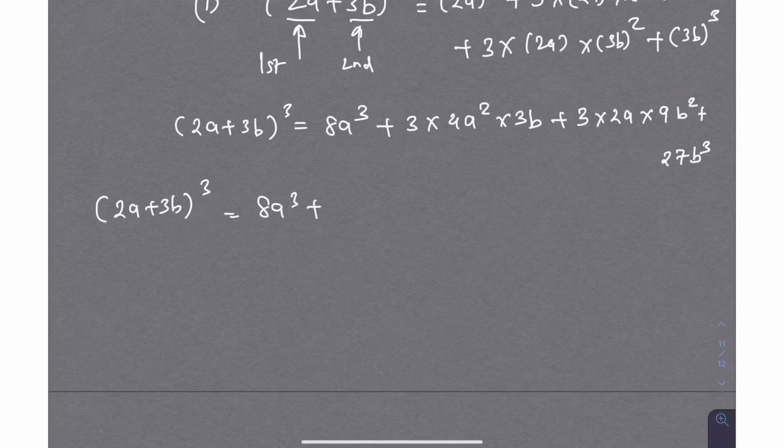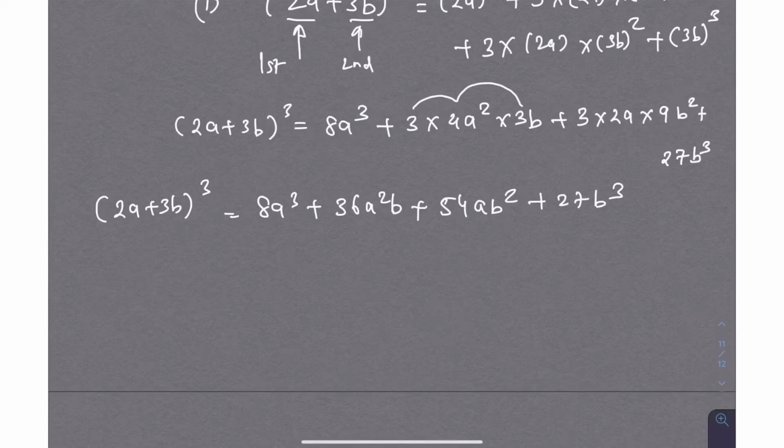Now we'll be simplifying the terms. As I told you, constant will get multiplied with constant and variable will get multiplied with variable. So 3 into 4 is 12 and 12 into 3 is 36, plus 3 into 2 is 6 and 6 nines are 54, and then 27 b cube. So this is the expansion of 2a plus 3b the whole cube. The answer that we are getting is 8a cube plus 36a square b plus 54ab square plus 27b cube.